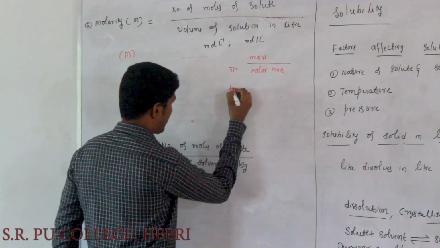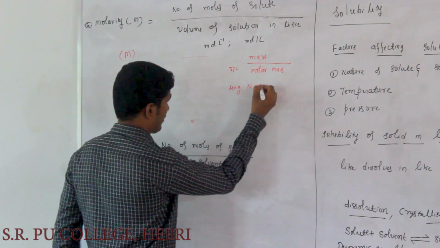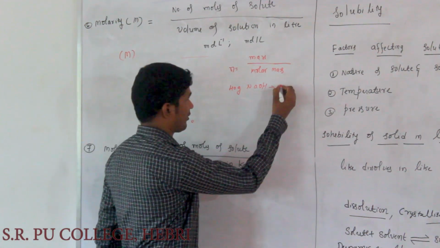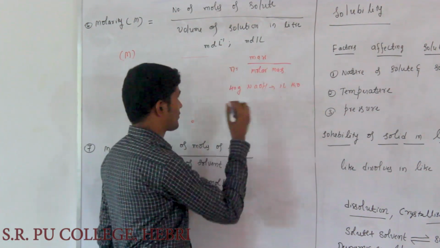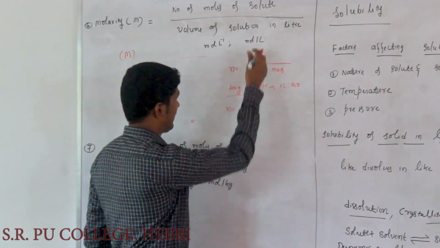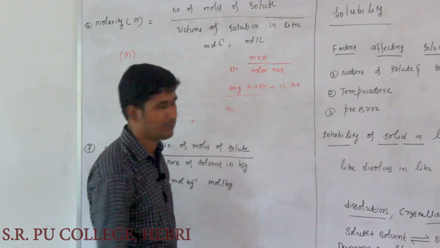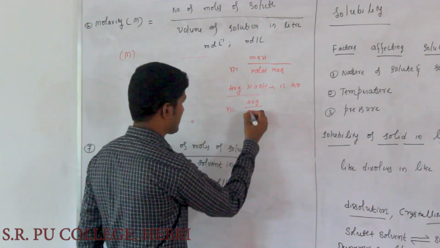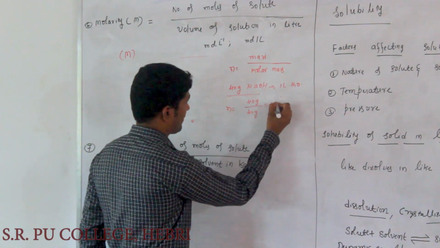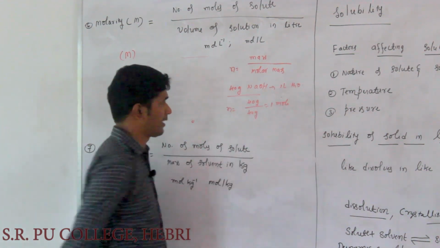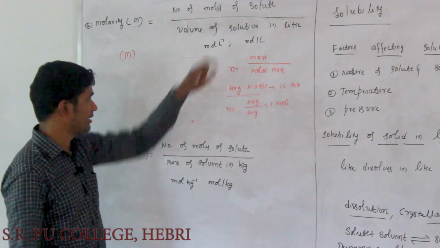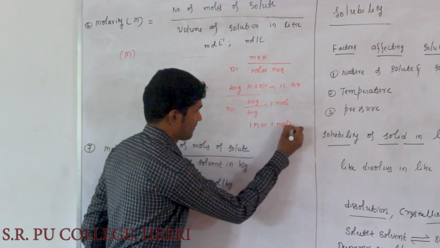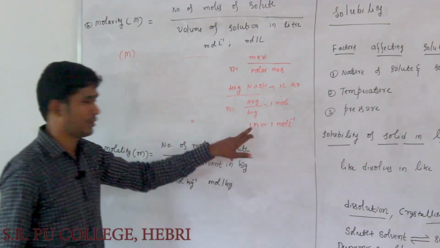You have taken 40 gram of NaOH to dissolve in 1 liter of water. So 40 gram means how many moles? You calculate. N, the number of moles, is equal to mass, which is 40 gram you have taken, divided by the molar mass of NaOH, which is also 40 gram. So the number of moles is equal to 1 mole. If you dissolve this 1 mole in 1 liter, you will get a 1 molar solution, or 1 mole per liter solution.